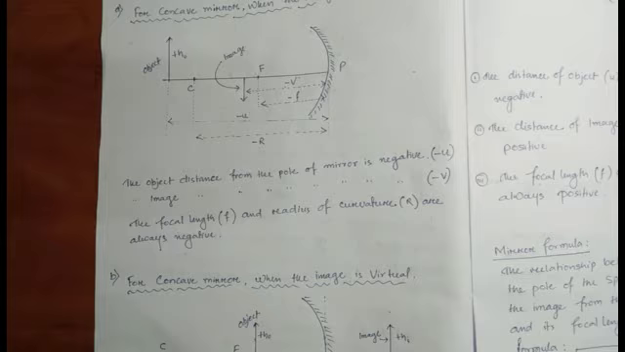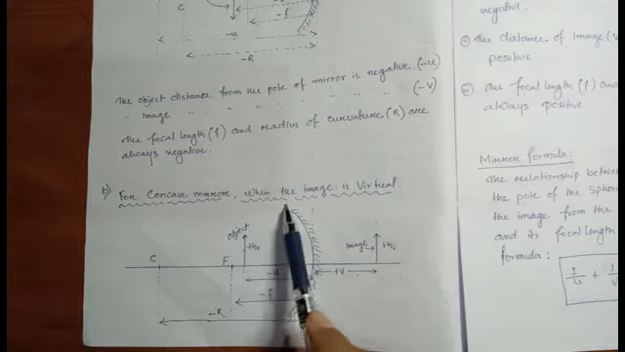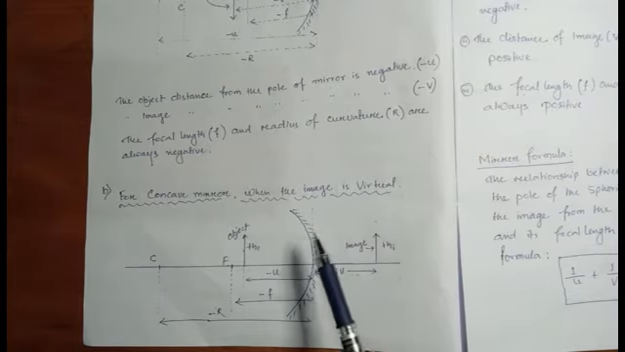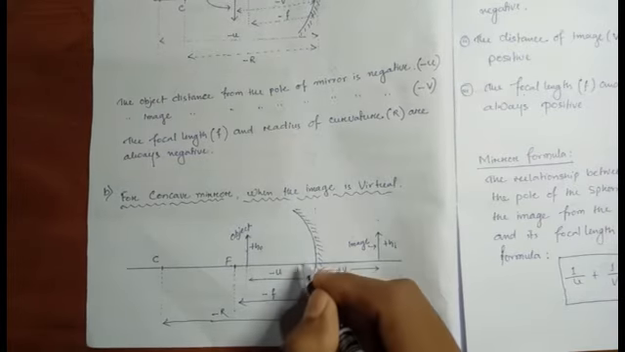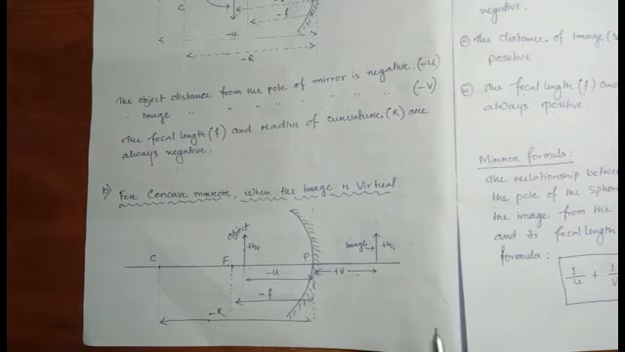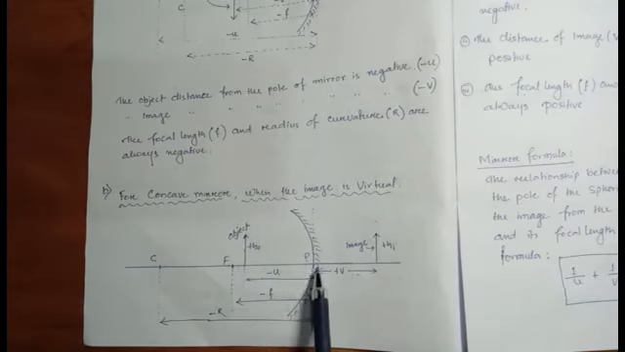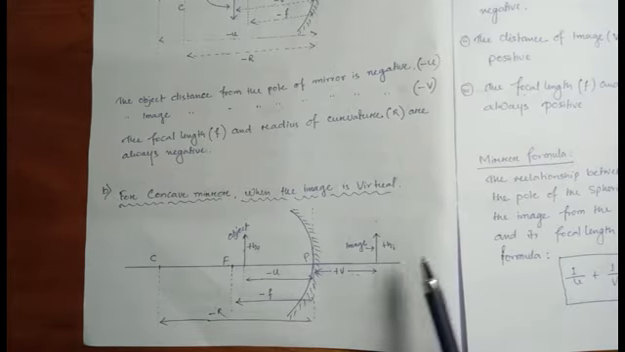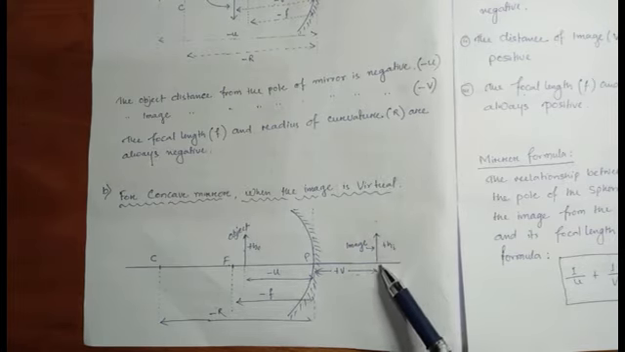Okay. Number B, for concave mirror when the image is virtual. As you know, when the object is kept between the principal focus and the pole, then we obtain a virtual image. So here, you see this object is placed between F and P, and hence we will obtain a virtual image. And where is the virtual image formed? That is behind the mirror. And the nature of the virtual image is that virtual images are also erect.